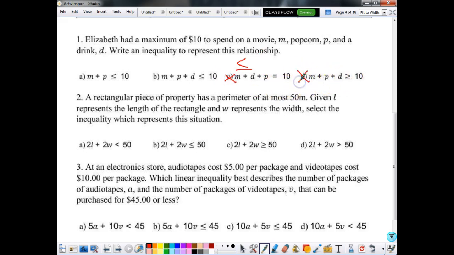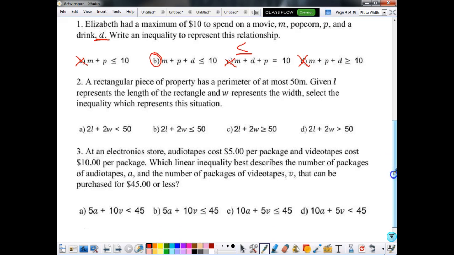D is incorrect, right? This is saying my movie and my popcorn is less than or equal to 10. But she's also buying a drink, not just the movie and the popcorn. So it would be B, because we're buying the movie, the popcorn, and the drink for $10, less than or equal to 10. All right, that makes sense?